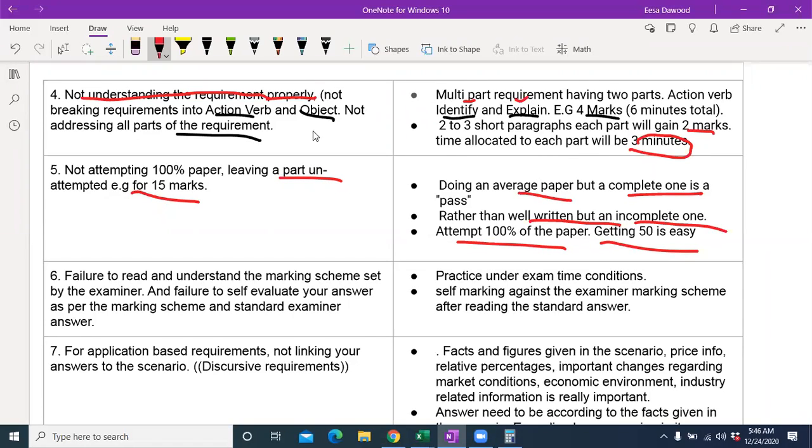But if I'm not going to read the question very carefully and I haven't identified all the parts, all the requirements in one part, then definitely the marks weightage would be according to that.